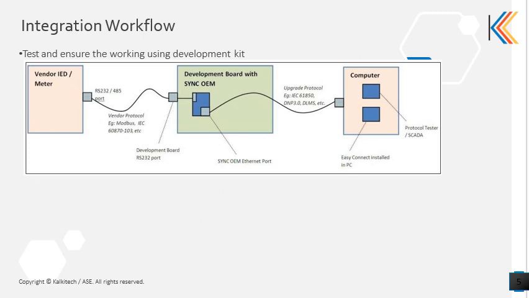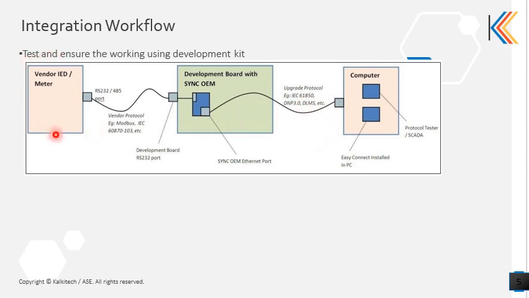Then moving on to the integration workflow. So the first thing is, you have a vendor IED, vendor device or a meter, and you want that device to have the latest protocol. For example, this vendor device supports, for example, Modbus 103, etc., and you want to migrate it into 61850, DNP3 or DLMS, any other protocol.